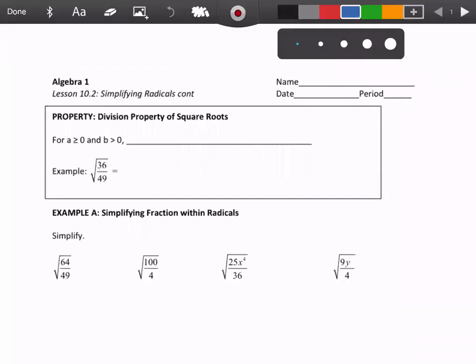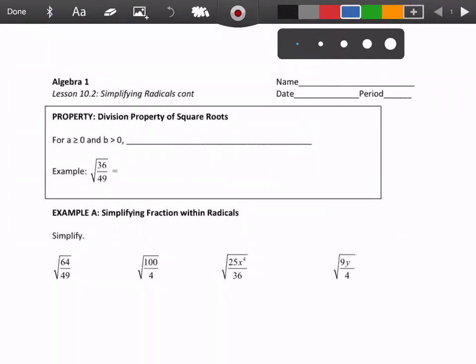Previously, we learned how to simplify radicals that had a product underneath it. So we simplified the square roots. And then we also learned how to multiply square roots and then afterwards simplify out the perfect square. So for this part of the lesson, you'll still need to know your perfect squares because we are going to learn the division property of square roots.